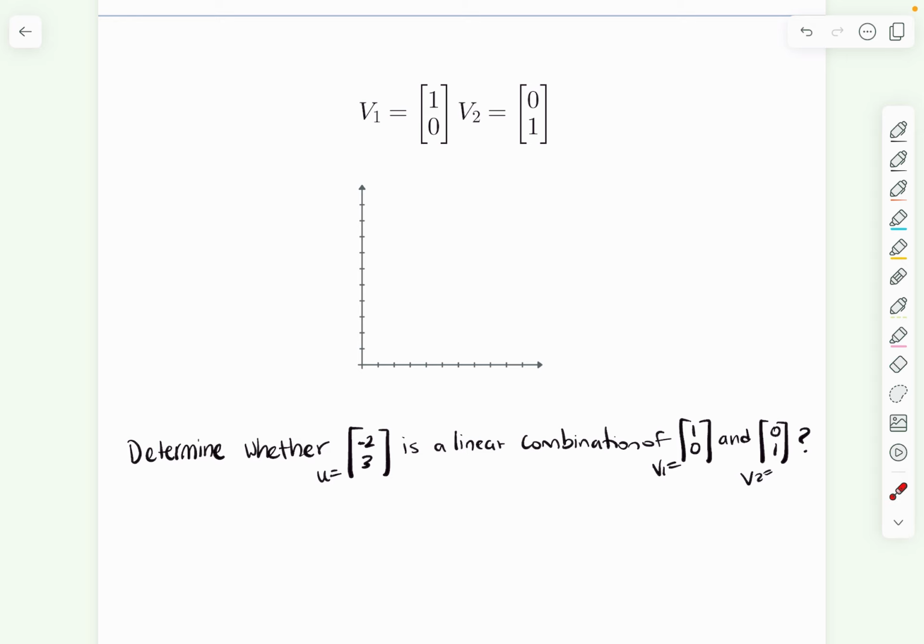So the big question of this lesson is to determine whether any vector that's given to you is a combination of these two vectors and their scalars. Note that this vector is 1 to the right and 0 up, so it just looks like this. This vector is 0 to the right and 1 up, so it looks like this.